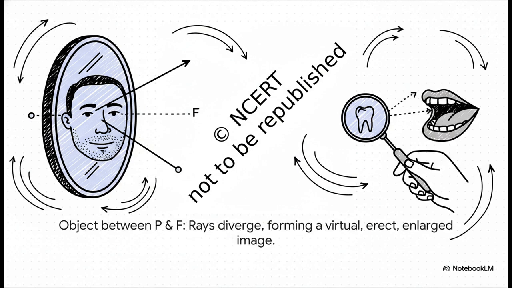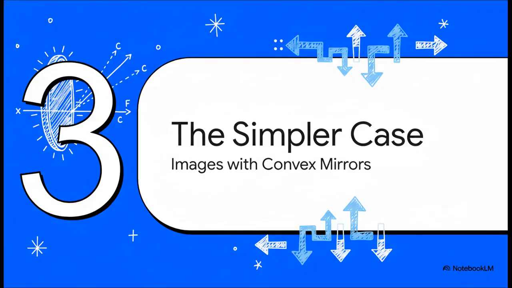So what do we do? We have to extend the reflected rays backwards, behind the mirror, using a dotted line. And where these imaginary lines meet, that is where we find our image. It is a virtual, erect and enlarged image. After looking at all those different cases for a concave mirror, I have some good news for you.